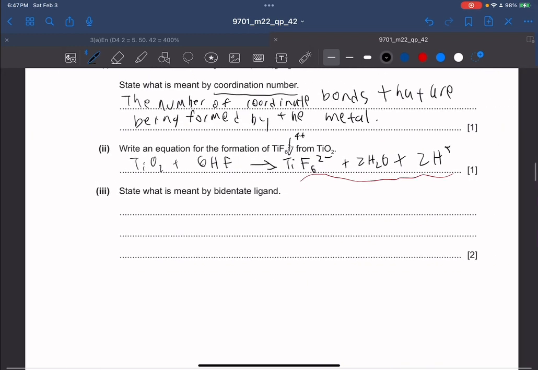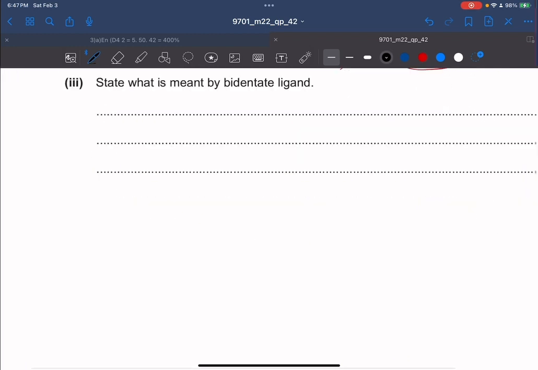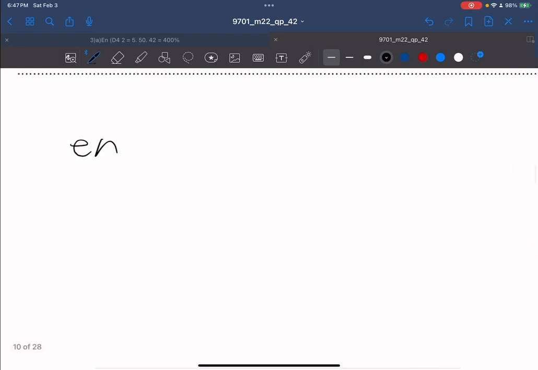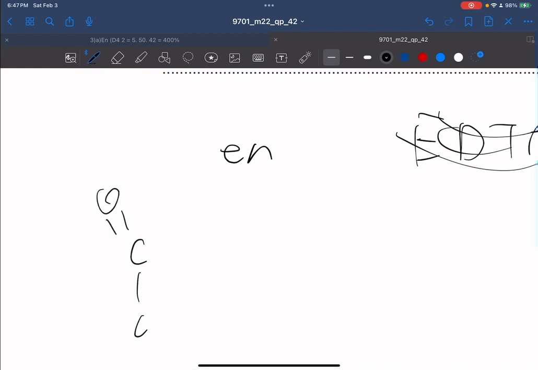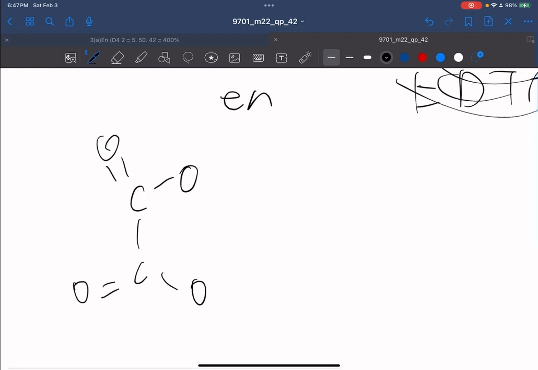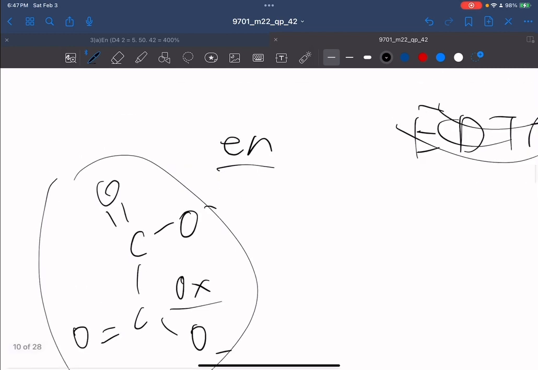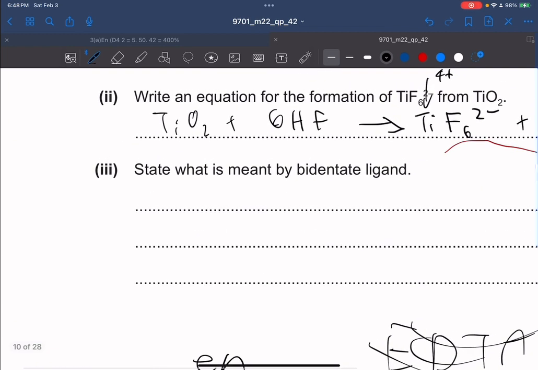Alright, what is meant by bidentate? If you have bidentate, that's something like your en or your EDTA ligands. Sorry, EDTA is polydentate. Let's just do en, or this also works, this compound. Let me search it up. This is an oxalate ion, so ox and en. As you can see here, they have two lone pairs which connect to a central metal atom. So that is basically all that a bidentate ligand is.